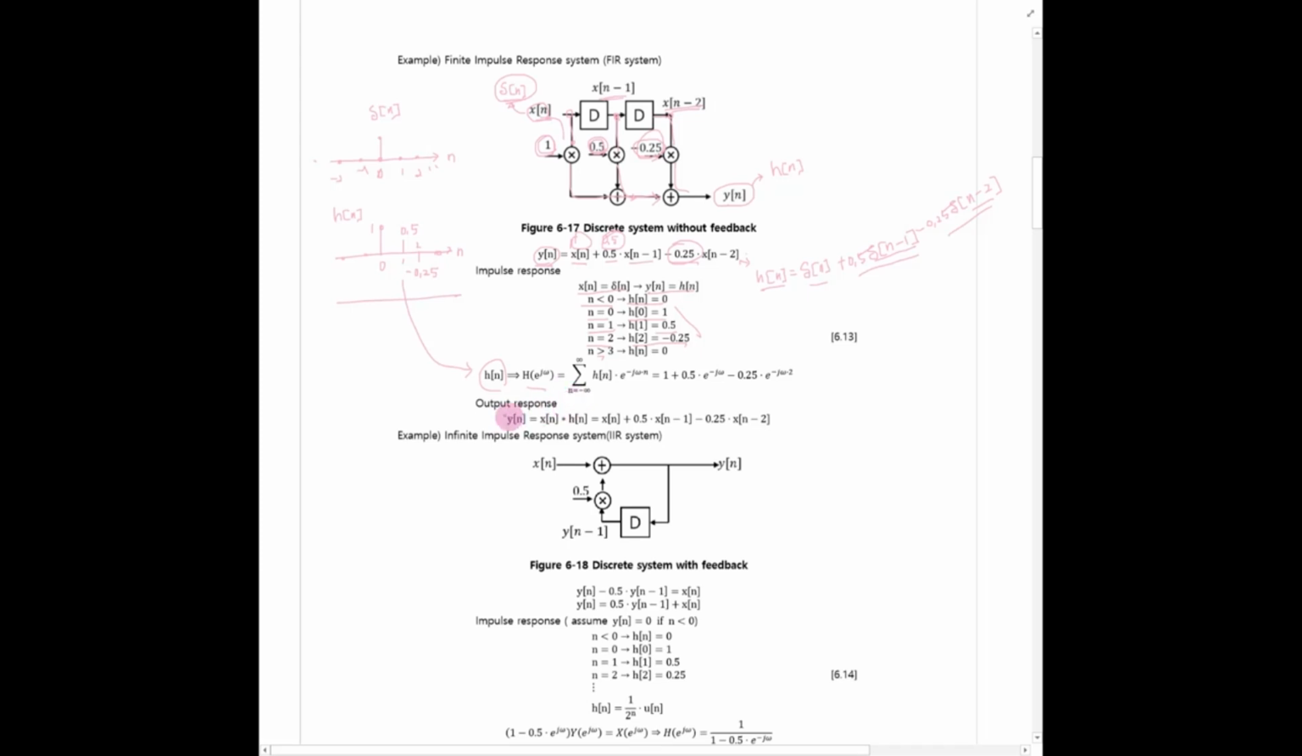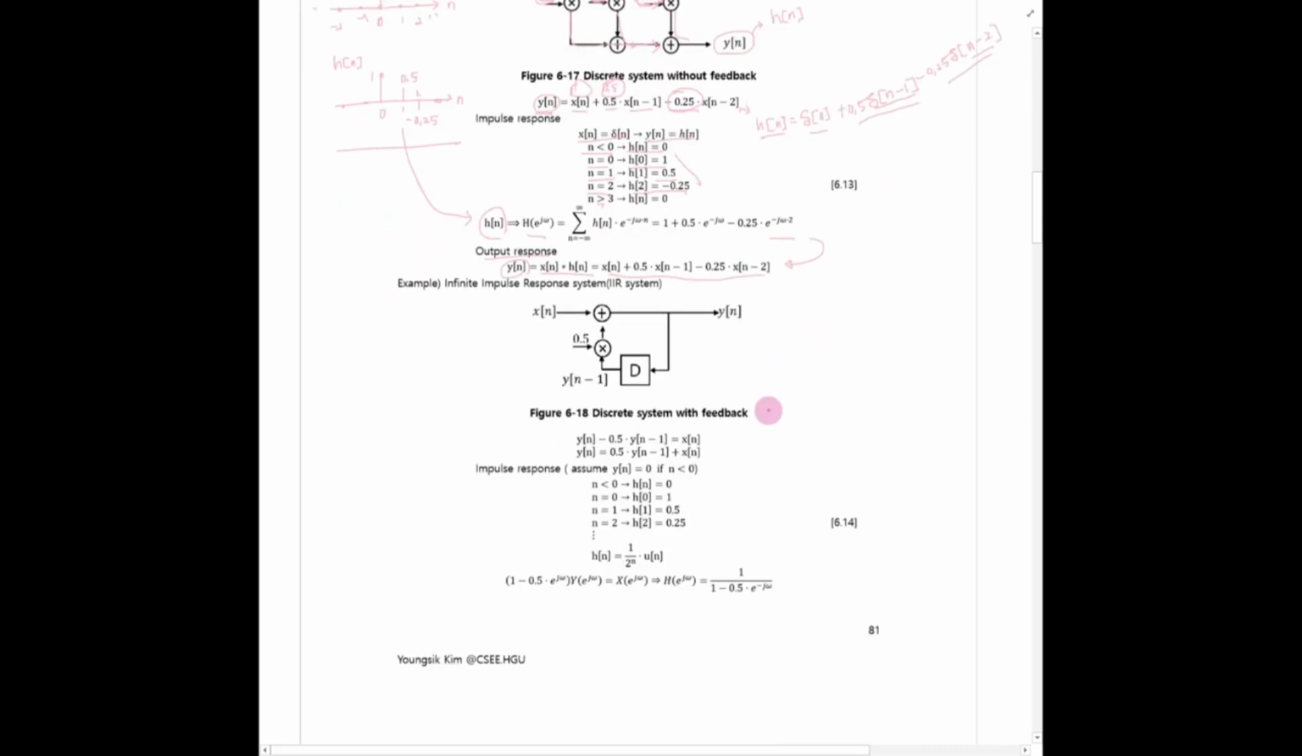The output will be given as a convolution between the input and the impulse response. By taking the convolution, h[n] is only non-zero at 0, 1, and 2. So that's why the output is expressed in this way. You need to carefully compare this system diagram, and how we find the impulse response of that one, and also how to take the DTFT, and what happens if we take the convolution, we can find the output in these equations, how we can express that one.